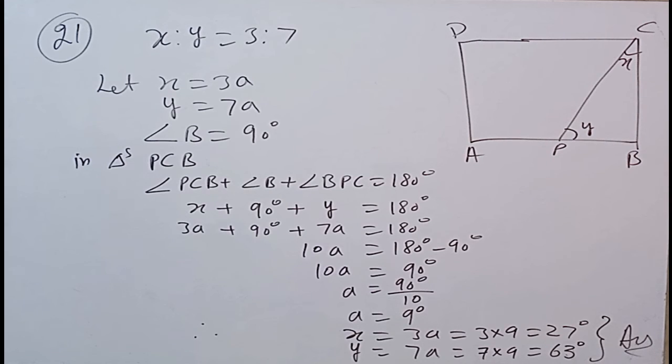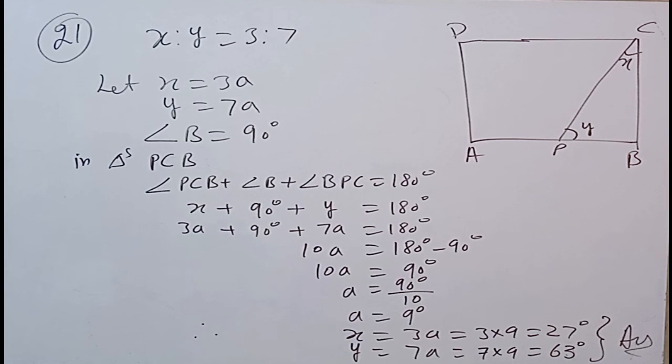Now put the values, x is 3a and y is 7a. Because we have taken x ratio y equal to 3:7, we can take x equal to 3a, y equal to 7a. So 3a plus 90 degree plus 7a equal to 180 degree. 90 degree will go from left to right and will be subtracted from 180 degree, that will give 90. And 7a plus 3a will give you 10a. So 10a equal to 90, that means a equal to 90 upon 10, that is 9 degree.